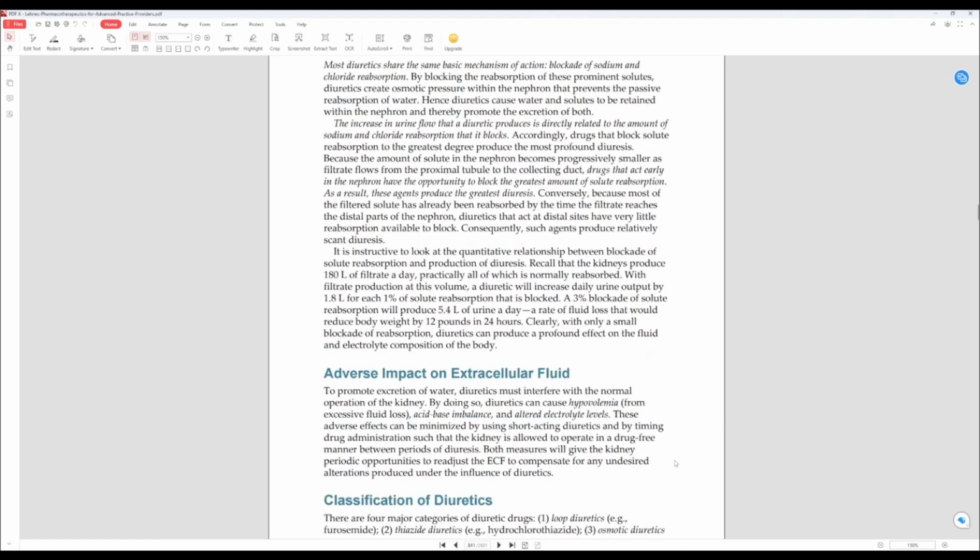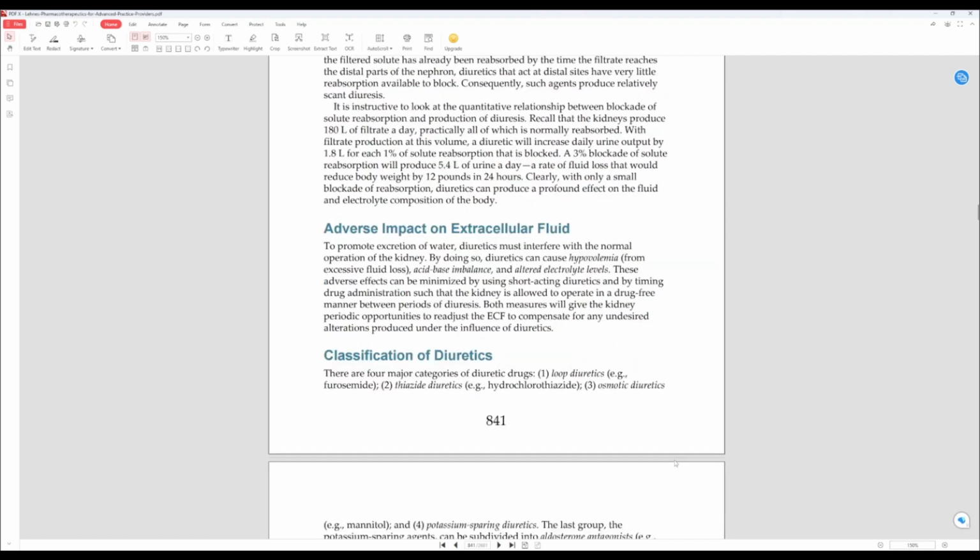It is instructive to look at the quantitative relationship between the blockade of solute reabsorption and the production of diuresis. Recall that the kidney produces 180 liters of filtrate a day, practically all of which is normally reabsorbed. With filtrate production at this volume, a diuretic will increase daily urine output by 1.8 liters for each 1% of solute reabsorption that is blocked. A total of 3% blockade of solute reabsorption will produce 5.4 liters of urine a day, a rate of fluid loss that would reduce body weight by 12 pounds in 24 hours.